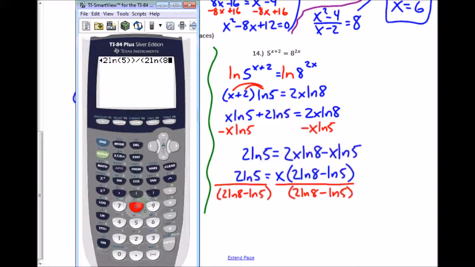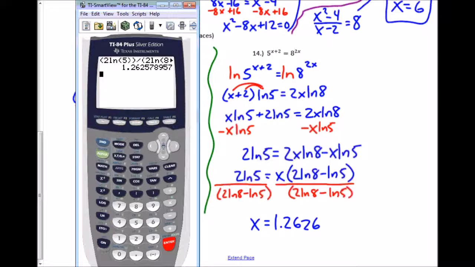The 8 needs to be contained so I know it's in that logarithm, minus the natural log of 5. That 5 needs to be contained so I know it's in the logarithm. And then I need to close the parentheses so that I have parentheses around my entire denominator. And then I hit enter. Okay? And that gives me that x equals 1.2626 if I'm rounding to 4 decimal places again.